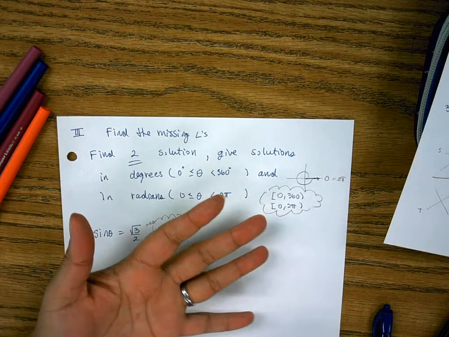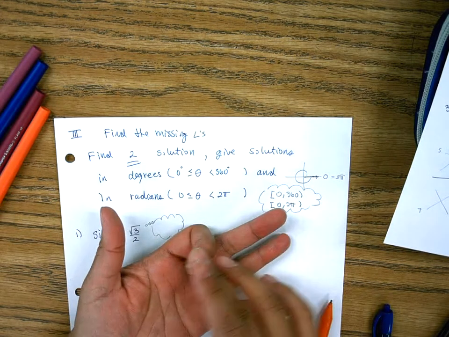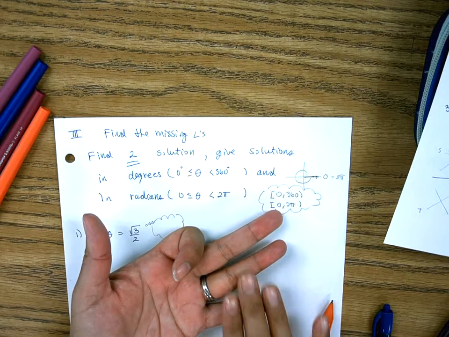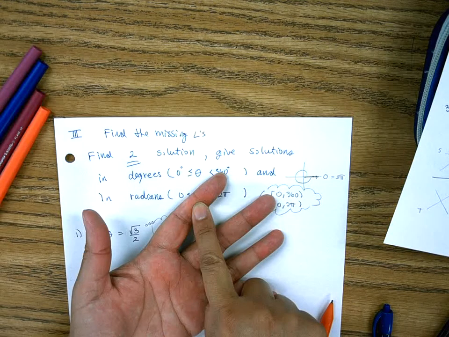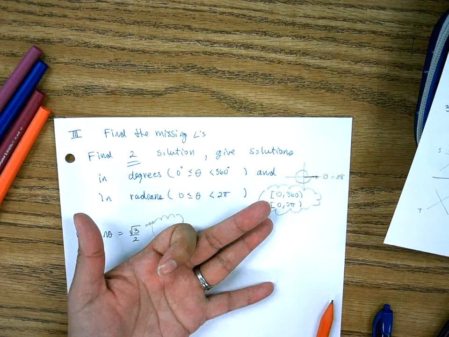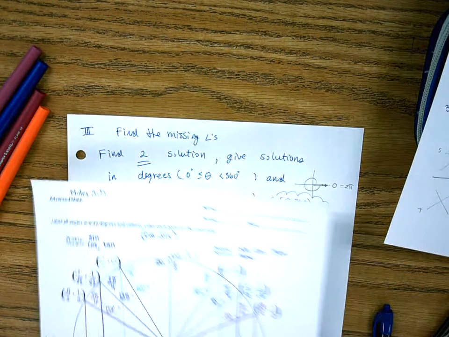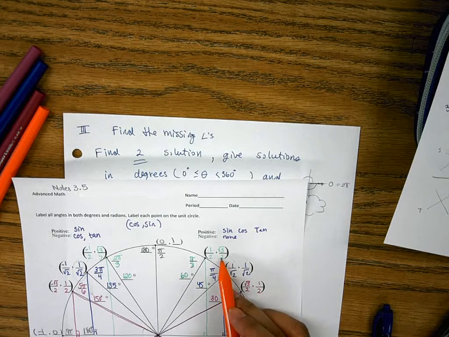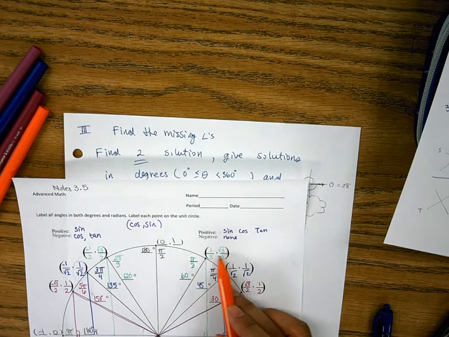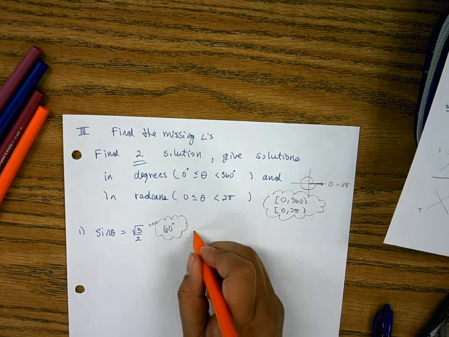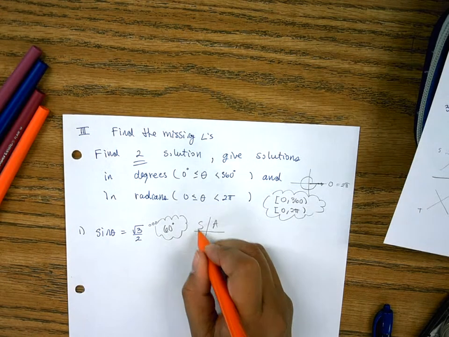I'm looking for when sine is root 3 over 2. Using your hand trick, I would put this finger down because I want the y to have the 3, root 3 over 2. This is 30, this is 60, so 60 degrees would be my reference angle. Or use your unit circle. When is the y value root 3 over 2? 60 degrees. Okay, it's positive.